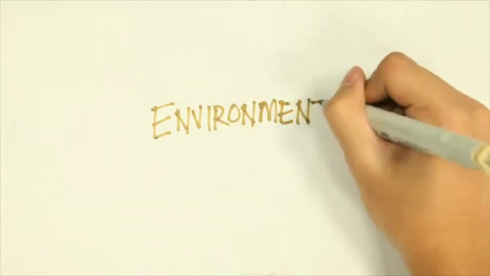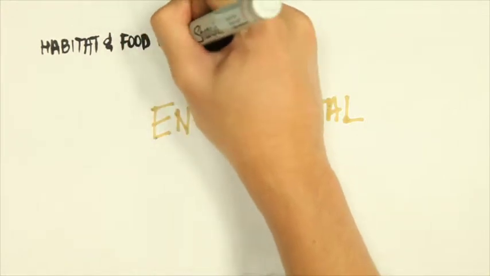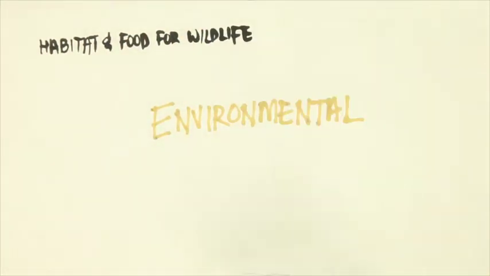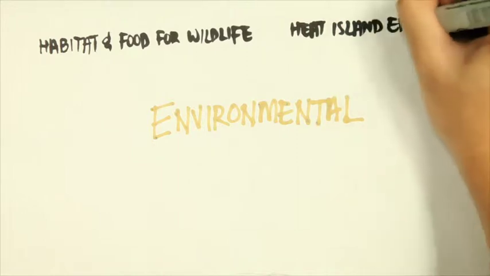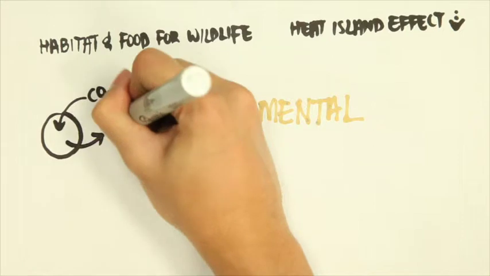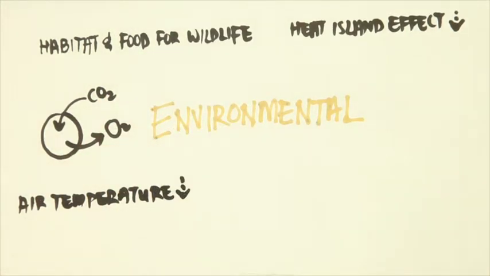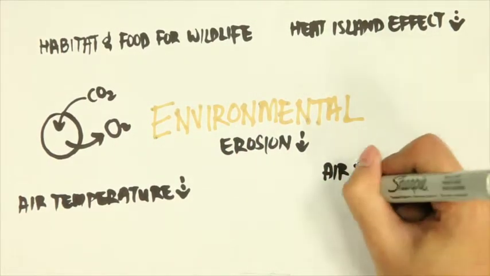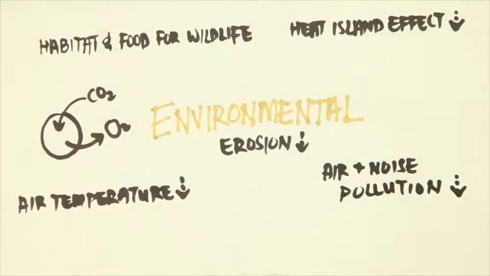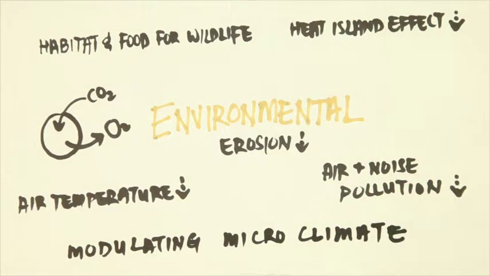The environmental benefits that urban forest provides include: first, providing food and habitat for wildlife. Secondly, it absorbs carbon dioxide, replenishes oxygen in the atmosphere, and decreases the heat island effect. Thirdly, it reduces stream sedimentation through erosion. It decreases the stormwater runoff and lowers the air temperature through shade. Last but not least, it controls the air and noise pollution.